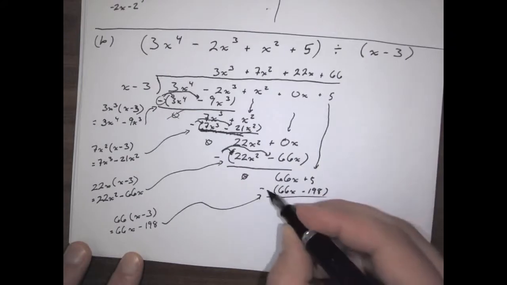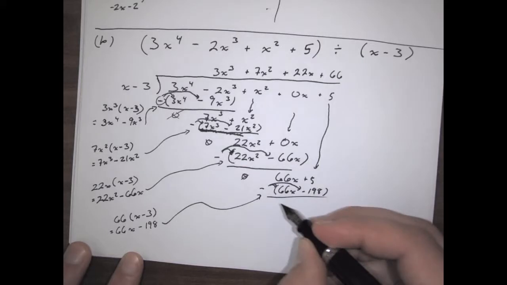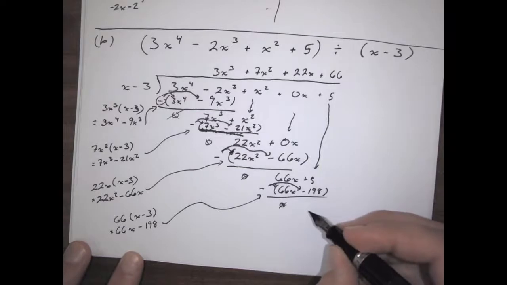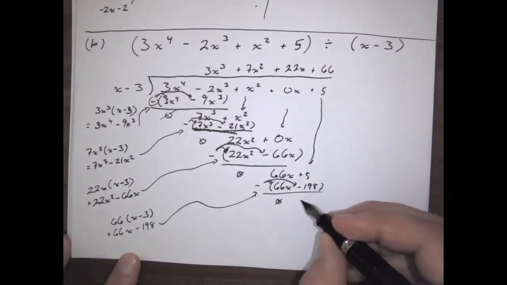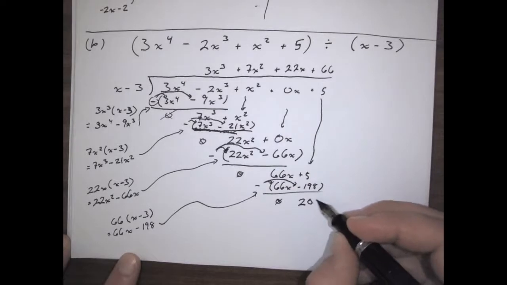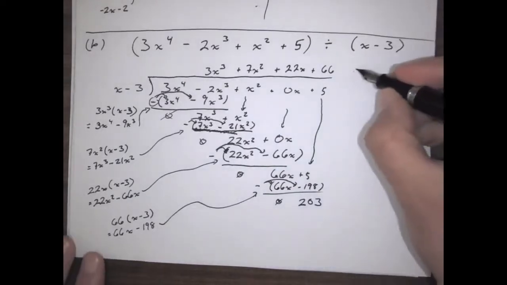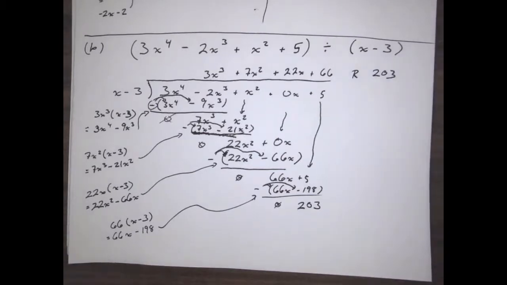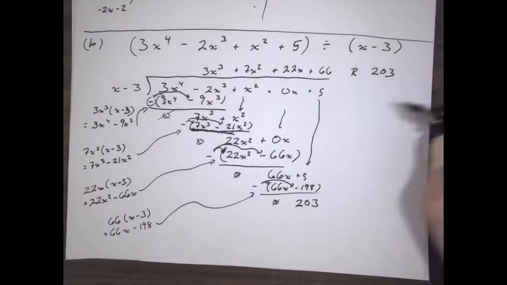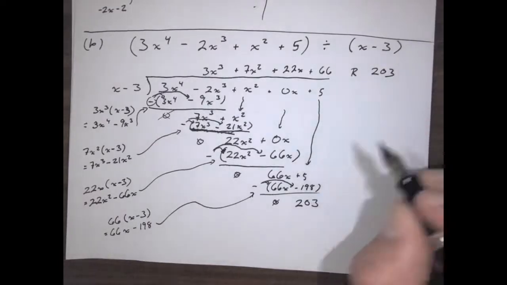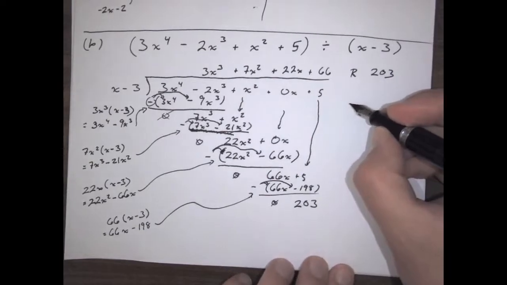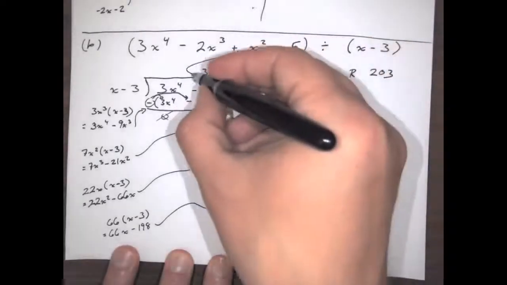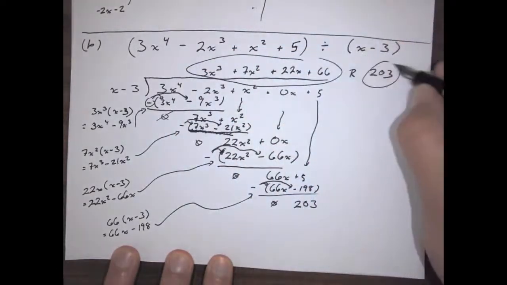But it's subtracted, which means the negative gets distributed. And so that's going to be a 0 again. And over here we're going to have plus 198, which makes 203. So then a remainder of 203. Because there are no more x's, we've gotten to the end of our rope here. And so what that means is that the quotient was this, remainder this.